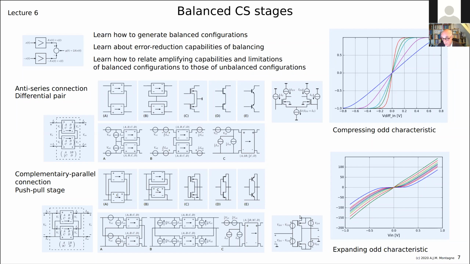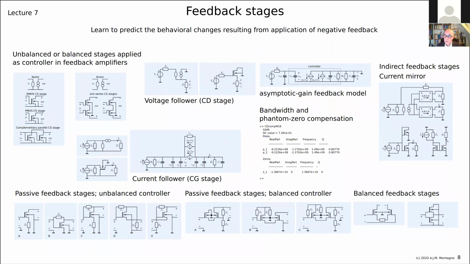And this we can also do for another error reduction technique that we have already studied in the bachelor phase, which is negative feedback. If we know in which way a stage behavior or an amplifier behavior changes if we apply negative feedback, then we can predict the changes if we go from a CS stage to a CS stage with feedback. So that is basically what we will do.